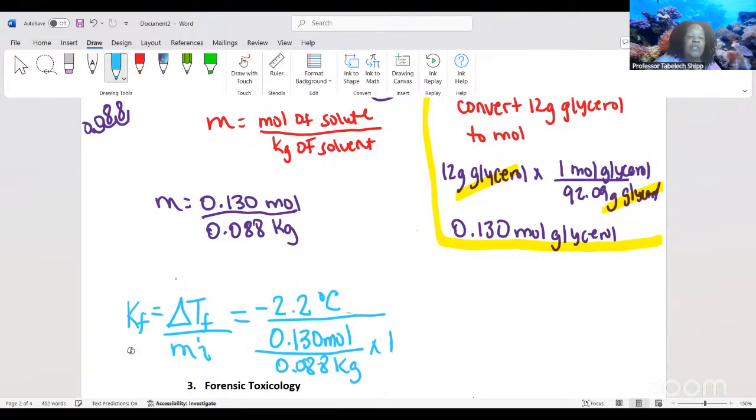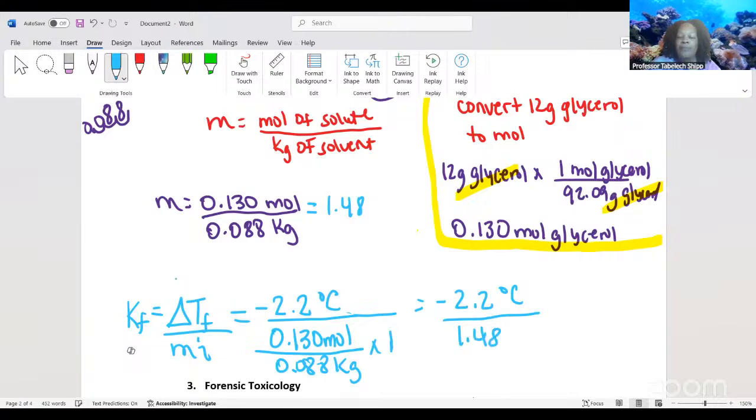Technically speaking, guys, you can always find out what this is equal to so that you don't get confused in your calculator. So if I plug in 0.130 and divide that by 0.088, that's going to give us 1.48, okay? So we can actually go ahead and take care of that without getting confused on the very bottom. So that's 1.48 molality. Again, times 1, which we know is going to still give us 1.48.